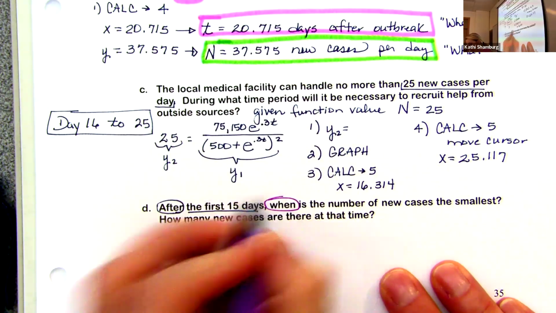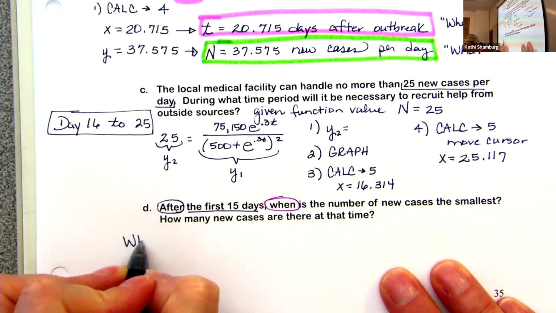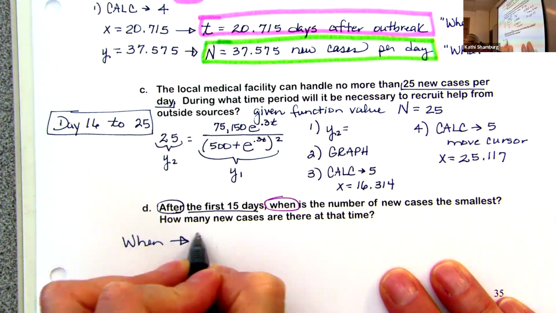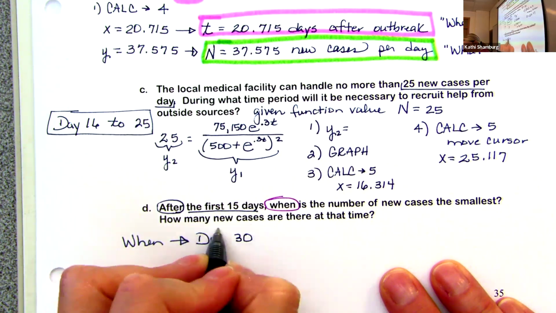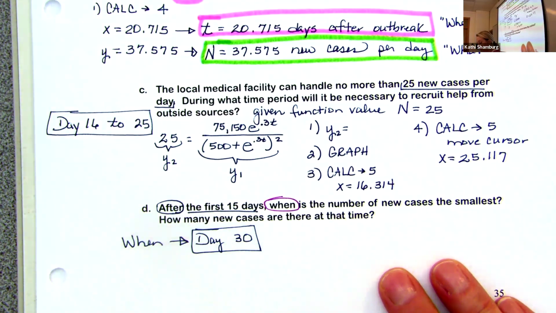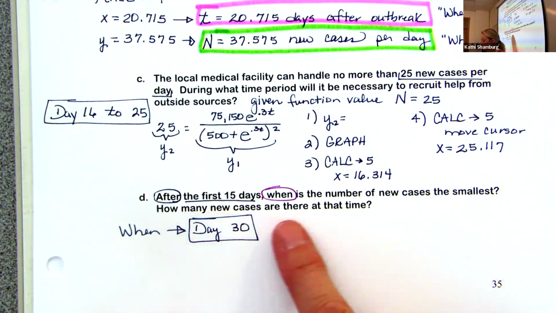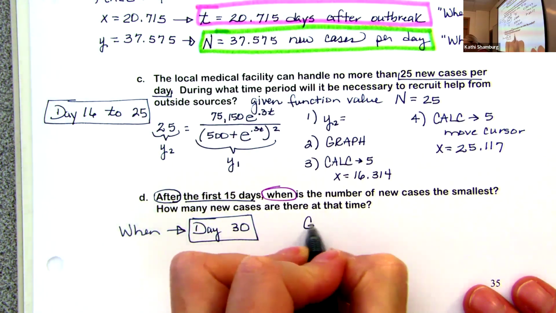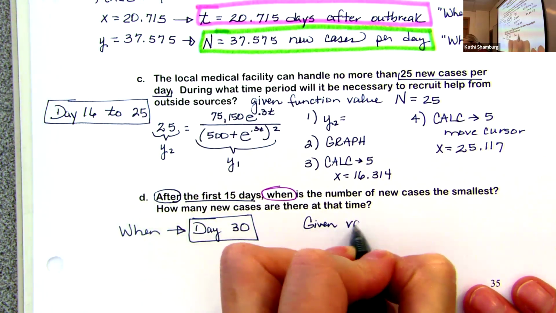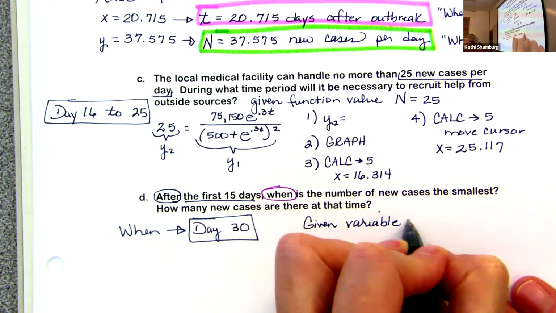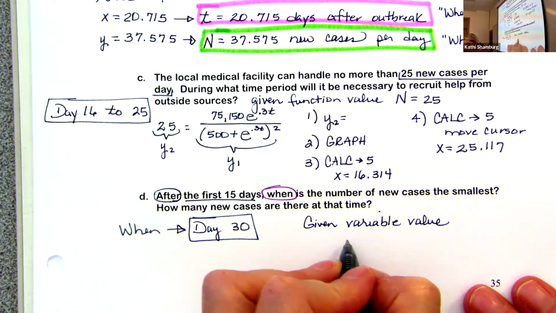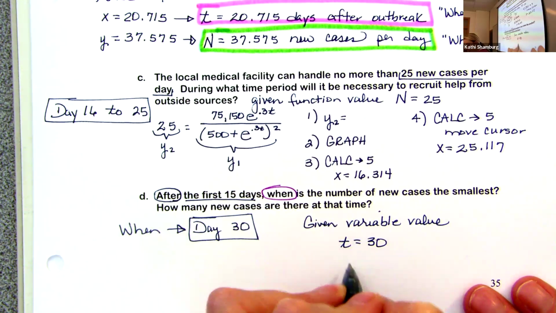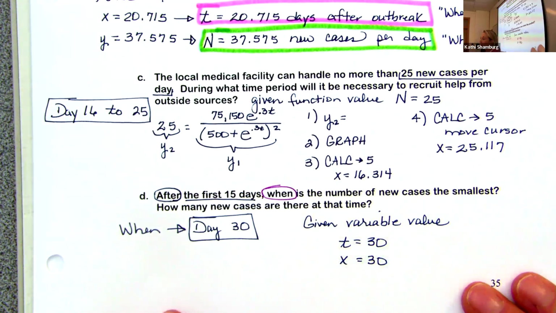So here is after 15, your lowest or your least amount. So when did that occur? You just told me. Yep. So that's the first answer. That's your when. And then it says, how many new cases were there at that time? Okay, well, think day 30. What is given? You're given the variable value of t equals 30, which in our calculator is x equals 30.